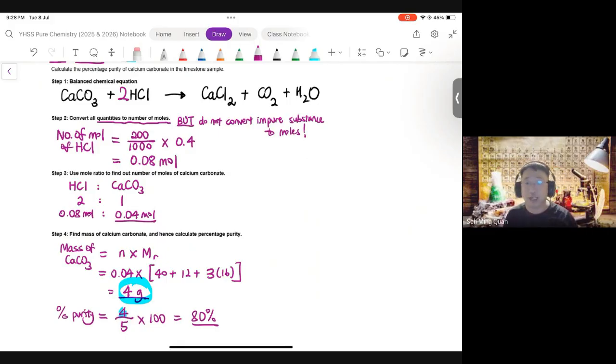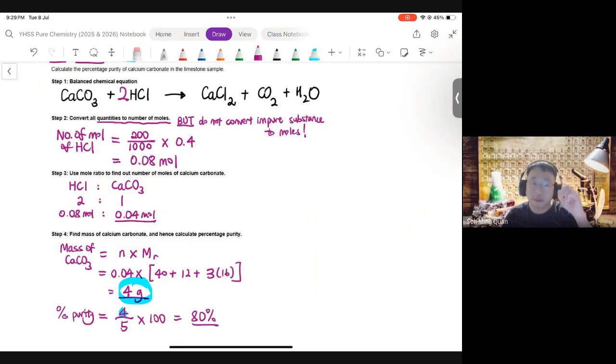After that, use the mole ratio between HCl and calcium carbonate to work out how many moles of calcium carbonate. Lastly, let's work out how many grams of calcium carbonate this is. And hence, the percentage purity is the mass of calcium carbonate, 4 grams, divided by the whole sample's mass, 5 grams, 4 over 5 times 100, which gives you 80%. All right, so that was the worked example on page number 7.